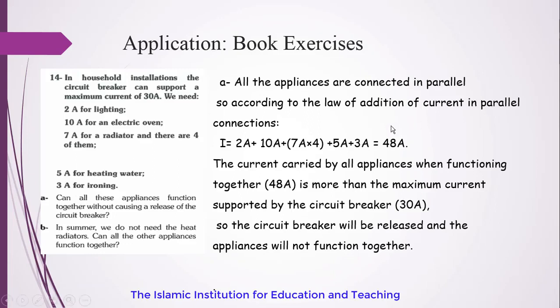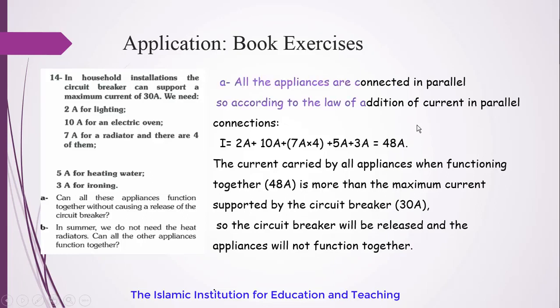Finally, let's solve exercise 14 together. In household installations, the circuit breaker can support a maximum current of 30 amperes. We need 2 ampere for lighting, 10 ampere for an electric oven, 7 ampere for a radiator, and there are 4 of them, 5 ampere for heating water, 3 ampere for cooling. The question is, can all these appliances function together without causing a release of the circuit breaker?